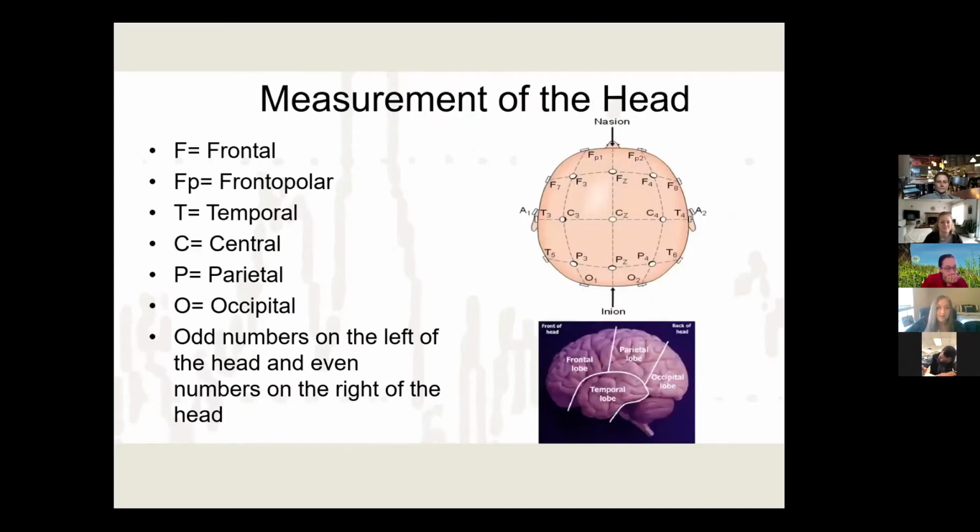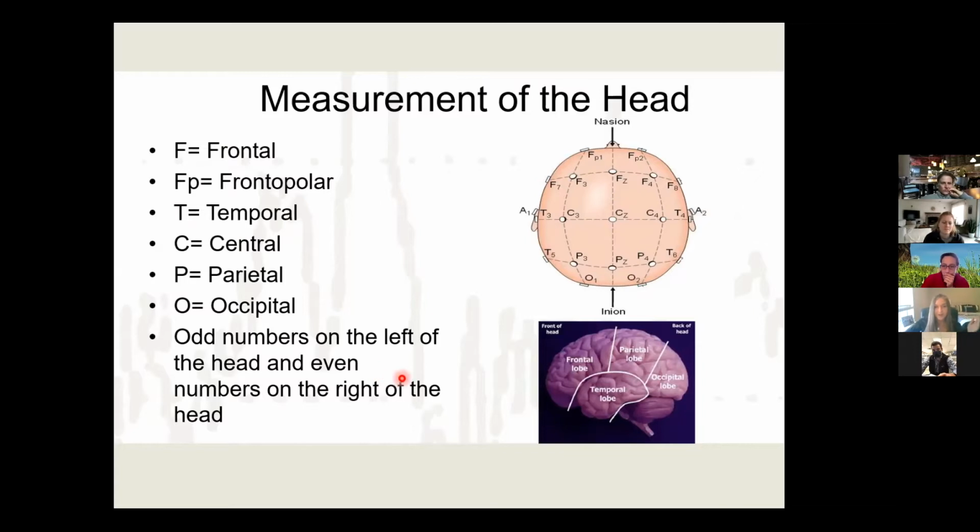So in this 10-20 system, you have a bunch of different letters and numbers, and it can look really confusing, but it actually makes a lot of sense. So F stands for frontal. And so this is right here, and this is your frontal lobe, right? It corresponds to the brain. FP is frontopolar, and that's more on your forehead. The T's stand for temporal, right? So your temporal lobe is on the side of your brain. C stands for central, so that's just in the center of your head. P is parietal, and then O, occipital, obviously matches with your occipital lobe in the back of your head.